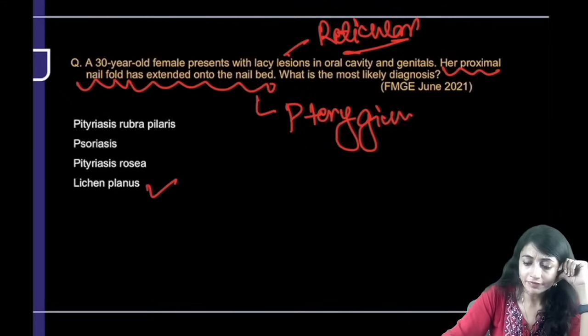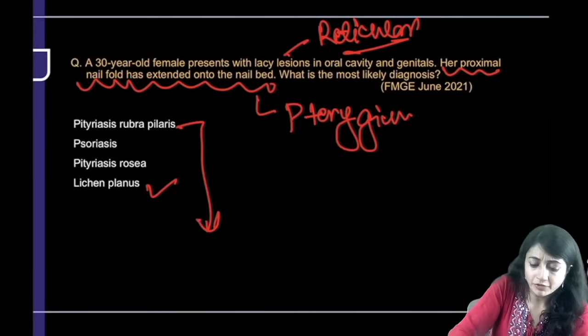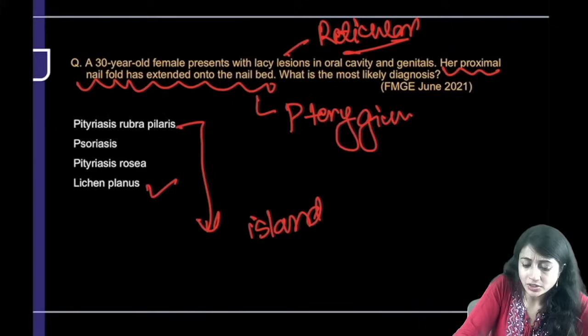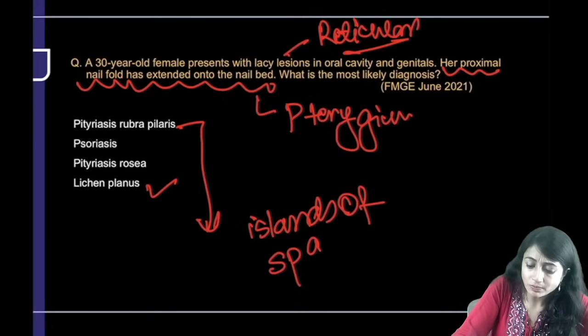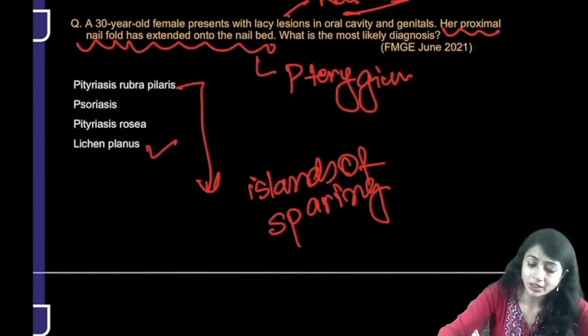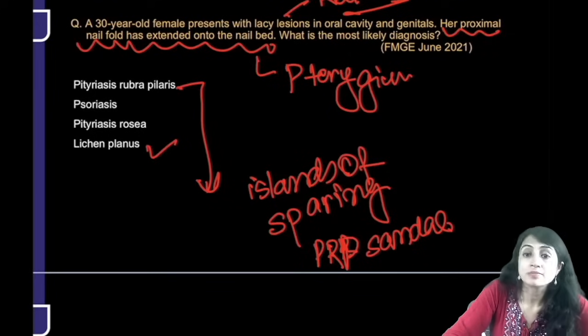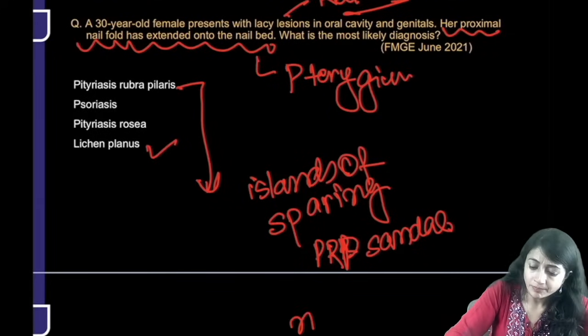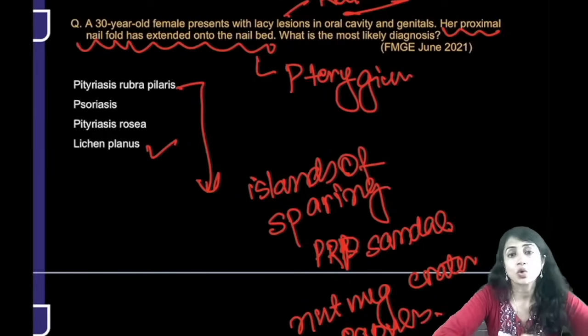Okay, so quickly I'll revise here. What is the characteristic feature of PRP? PRP will present with islands of sparing. We already have discussed psoriasis and pityriasis rosea, so I'm not doing that. So you see sheets of erythema and islands of sparing, and you see PRP sandal or hyperkeratosis of palms and soles, and you see nutmeg grater papules. So all these three things are features of PRP.